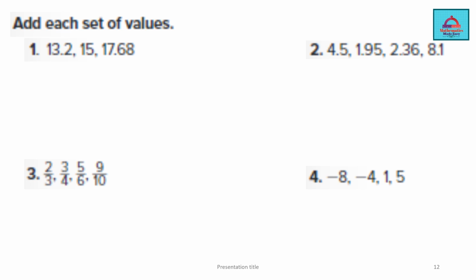So let's solve the first question. Here you see some numbers which are decimal. So I'm going to arrange them in vertical form and then add using the place value system. So 13.2, then 15 is just 15, so I'll put a 0. Then 17.68. Now I write them one below the other in vertical form and I have to add them.